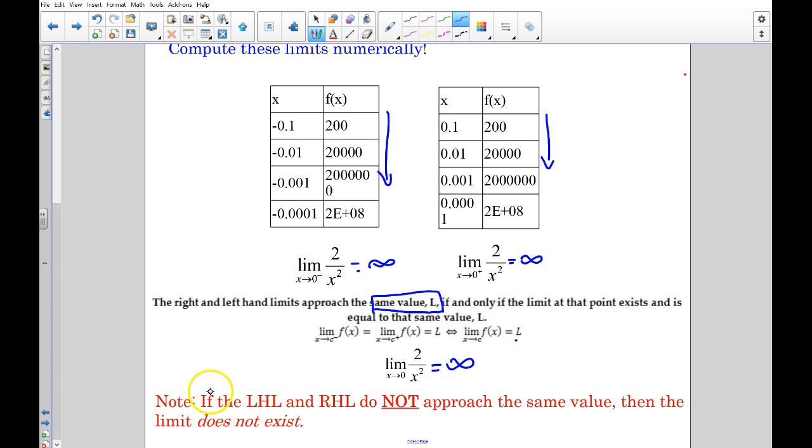Okay, one important note that I'll make here is that in order for us to conclude that the overall limit, the two-sided limit, exists, the left and right hand limits must agree. If they do not approach the same value, if they do not agree, then the limit does not exist. So for example, if you were to take the limit as x approaches 0 of just 1 over x, that one you would see does not exist, and I encourage you to do that on your own time.